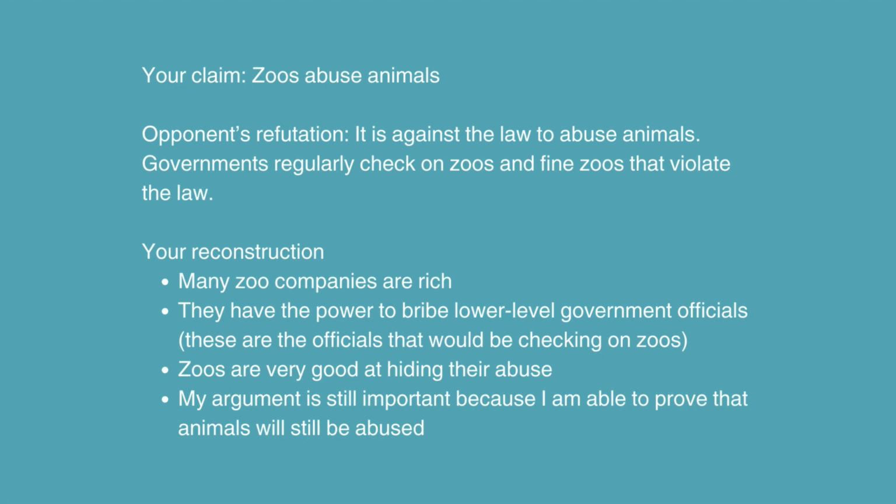Alright, here's the example answer. So you could say that zoo companies are often very rich, so they have the power to bribe lower-level government officials. Zoos are also really good at hiding their abuse. So my argument is still important because I'm able to prove that animals will still be abused. Obviously, in a debate round, you also have to provide evidence to prove that that's the case, but for the sake of time, I haven't been doing that.